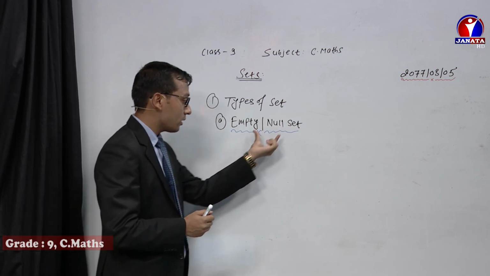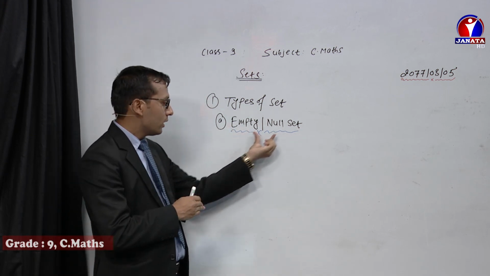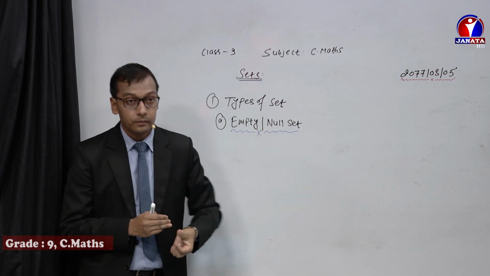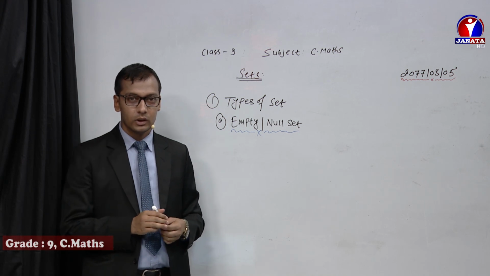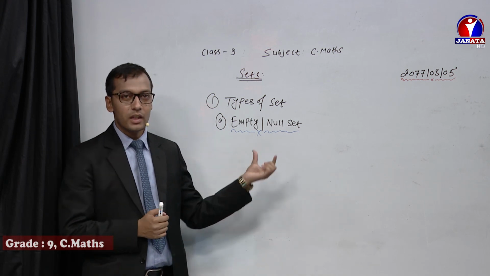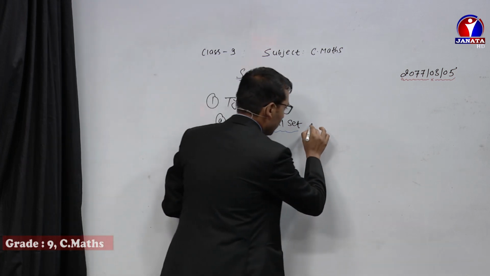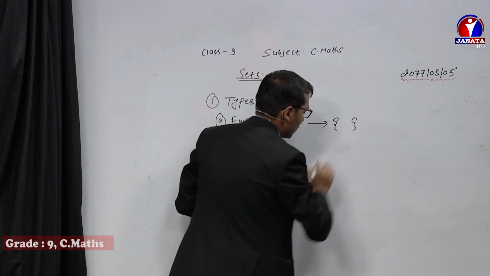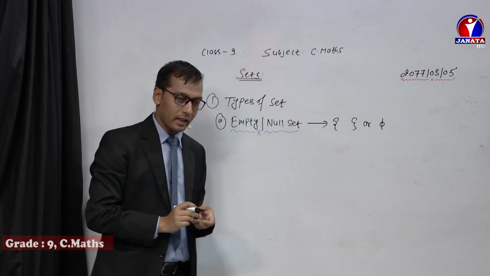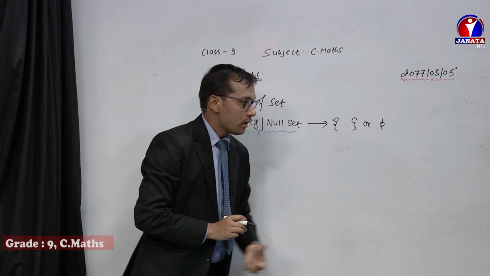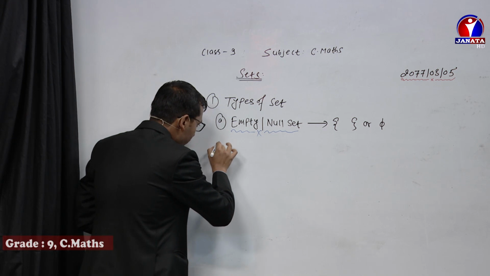So what is an empty set or null set? It's clear from the word. The meaning of empty is clear from the word. Null and empty are synonyms. What is an empty set? A set having no element. If there is no element in a set, it is called an empty set, and we denote this by empty brackets, or we can also denote it by a symbol called phi. So these are the symbols for the empty set.